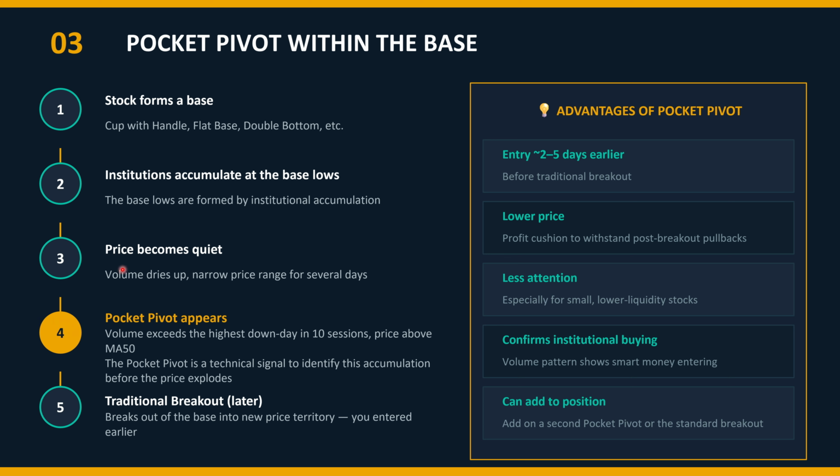Step 3. Price becomes quiet. Volume dries up. Price range narrows for a few days. This is the silent accumulation phase. Supply has been exhausted. Step 4. Pocket pivot appears. Price surges above the 50-day MA. Volume explodes past the highest down-day volume of the prior 10 sessions. This is when we enter, not waiting for the breakout.